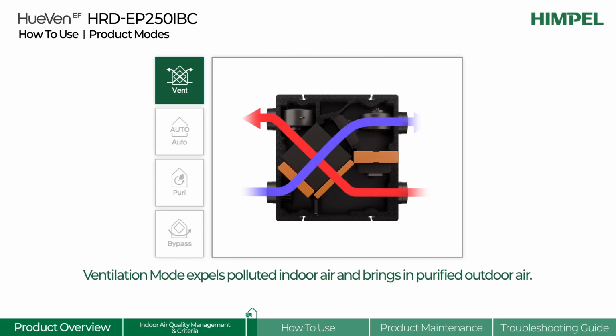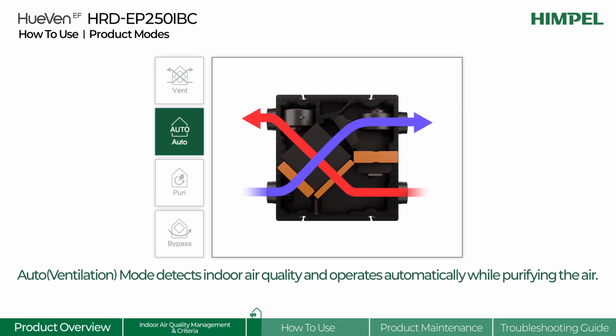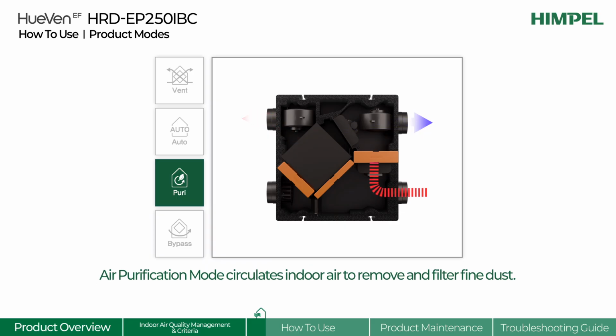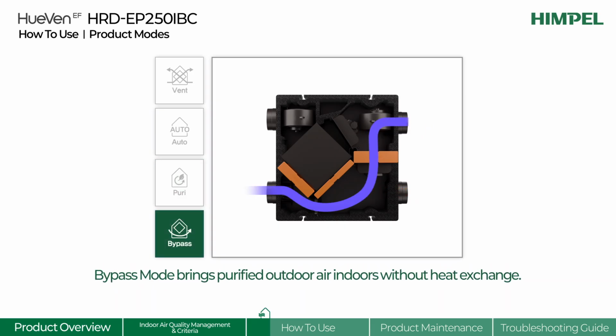Ventilation mode expels polluted indoor air and brings in purified air from outside. Auto mode detects indoor air quality and operates automatically while purifying the air. Air purification mode circulates indoor air to remove and filter fine dust. Bypass mode brings purified outdoor air indoors without heat exchange.